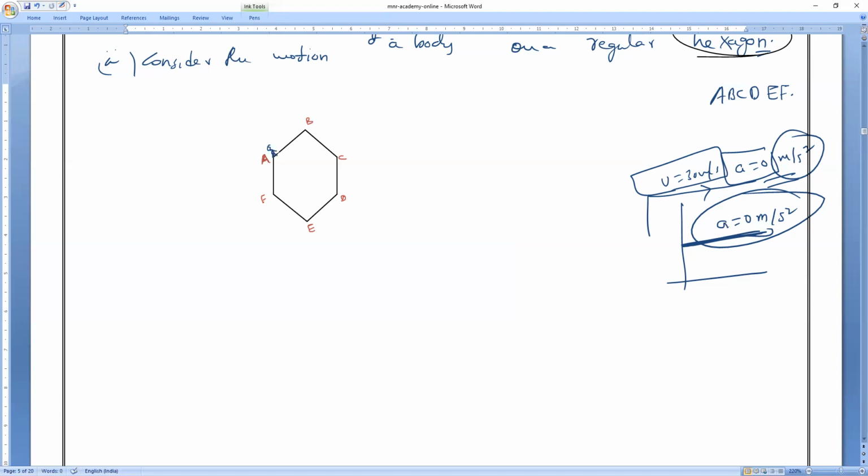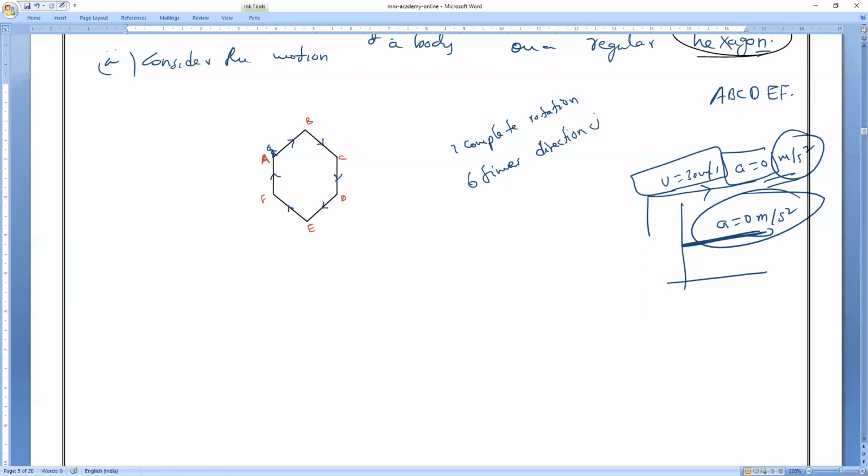I'm considering Mr. Silesh. Now, Silesh went from A to B. Next, B to C. Next, C to D. Next, D to E. Next, E to F. And again, F to A. Now he made one complete rotation. So how many times does his direction change? One complete rotation, 6 times. 6 times the direction is changing.